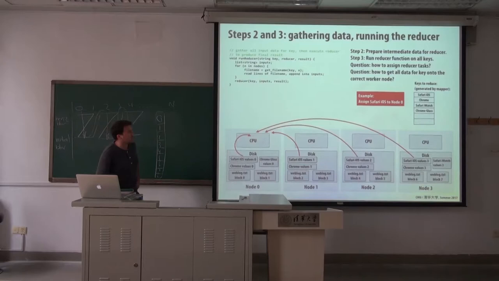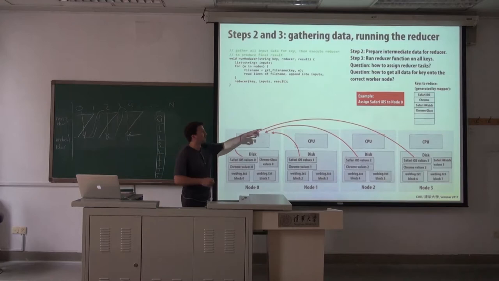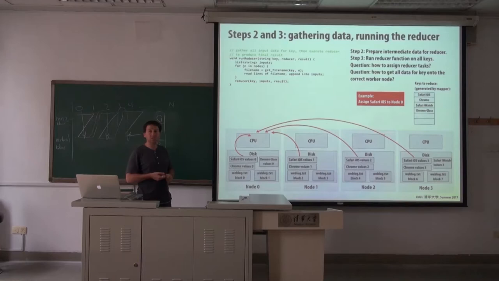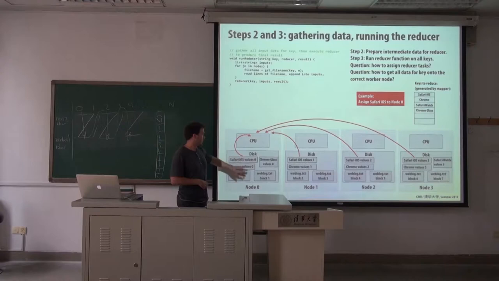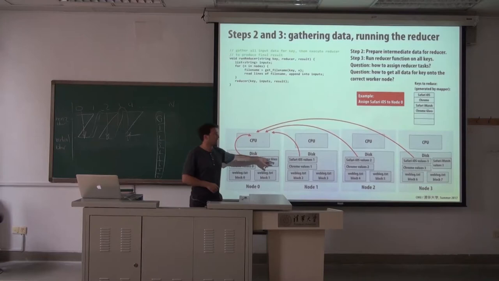So now, we need to run the reducer function. And the reducer needs all of those lines. So we're going to run the reducer function on the 4 unique keys. And in order to do that, I have to get the results over to whatever node is supposed to run these keys. So if node 0 is responsible for processing the Safari keys, all of the processors need to send the data to node 0.